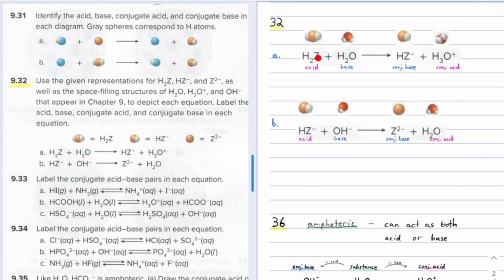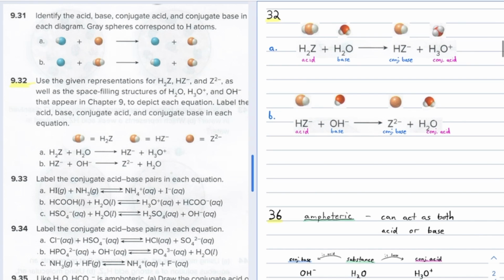Now, first of all, I've put the space-filling structures for these up top. So there they are. And perhaps you can see that in this first one right here, the H2Z is going to be donating a proton over to water. Afterwards, water has 3 protons, or 3 hydrogens, and so it's H3O plus. This is hydronium. So in that sense, you can see that the H2Z is acting as an acid.